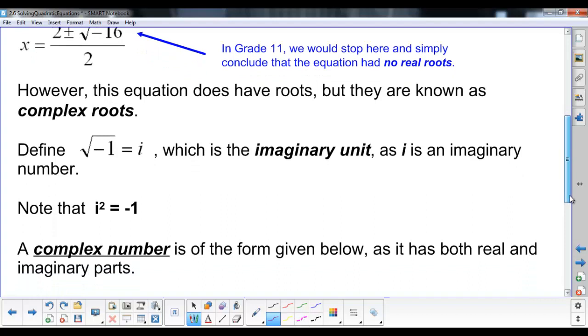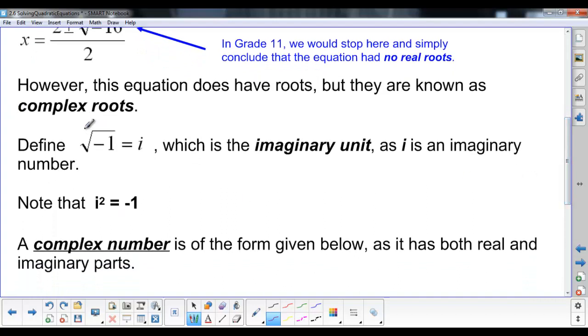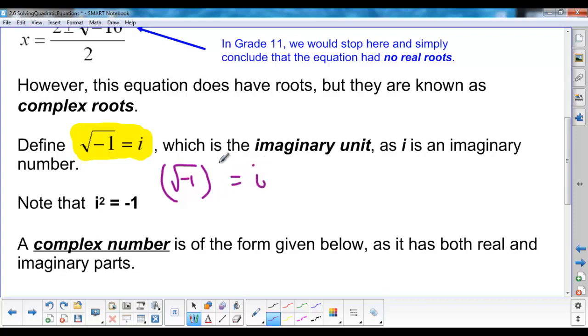This equation actually does have roots. They're called complex roots. So what I want you to do is highlight the fact that i equals the square root of -1. And if I were to take this and square it, so if I squared both sides, then i squared would be equal to just -1, because the square and the square root cancel each other out, and we're just left with i squared equals -1. So keep that in mind as well. Put a little star beside it, highlight it.